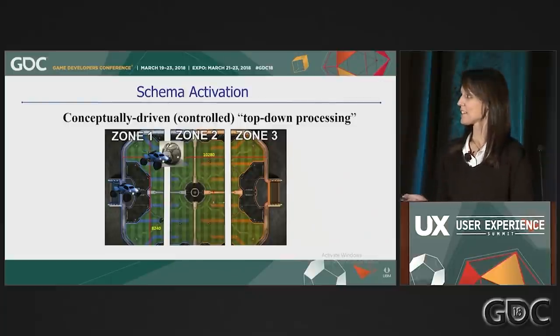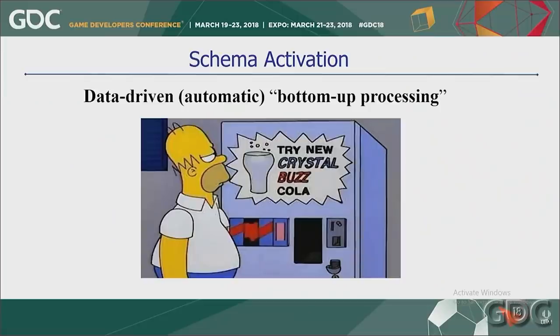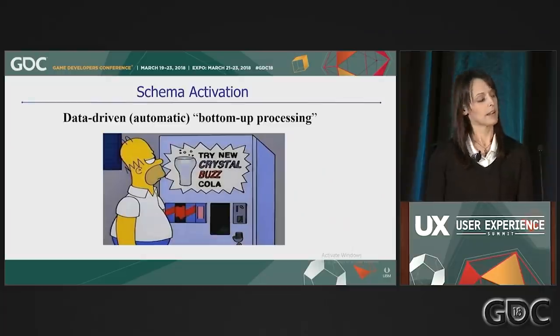Schemas are also activated sometimes purely from a sensory level, or when the environment delivers a stimulus sort of at our feet. And this is more of what's called data-driven processing. Here Homer is sort of minding his own business, and he happens upon the cola machine. He might not have been thinking about this attitude object before, but he definitely is now, and it may even change or alter his behavior.